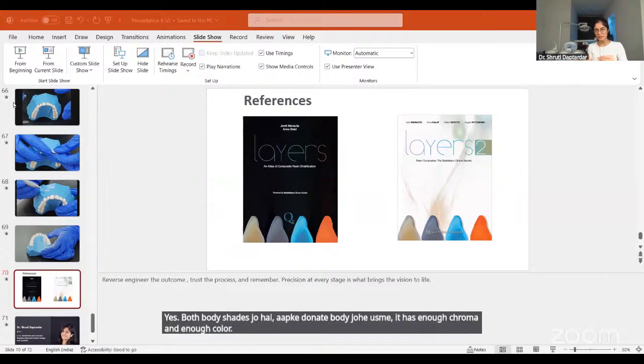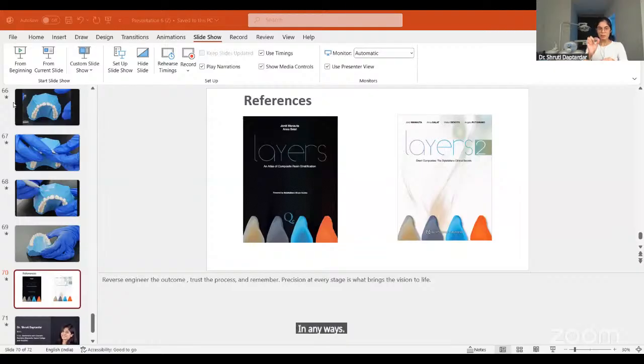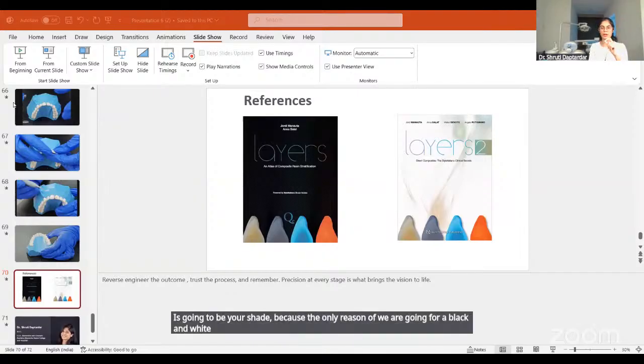In any case, the shade that blends very well with the tooth, that you can hardly see, is going to be your shade. The only reason we are going for black and white is because your enamel shade is going to be a value-based shade.